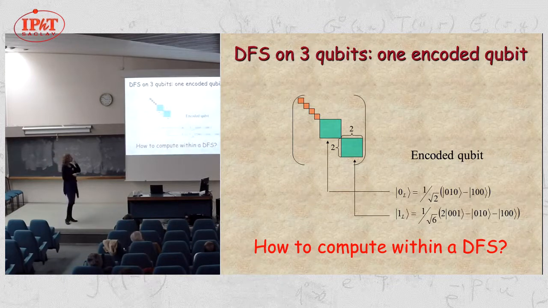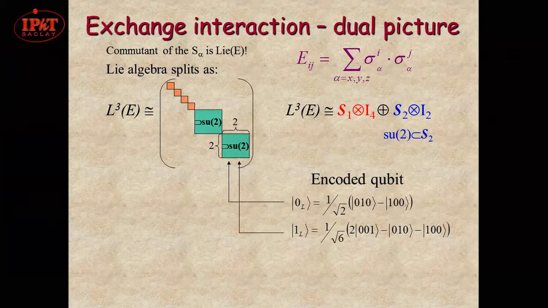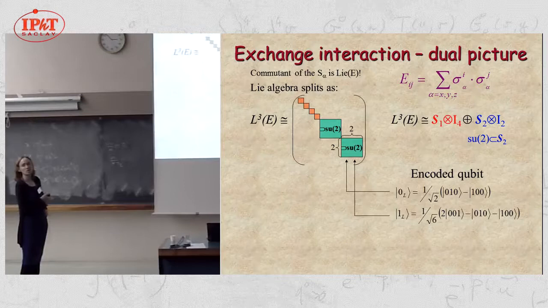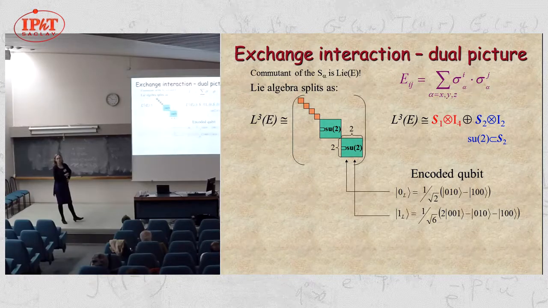The problem remains, how do we compute within such a DFS? Let's assume we choose this as our encoding. It is protected against this error. We want to compute in this space without getting the qubit out of this space. It turns out that in this case, there is an interaction which is actually favored in solid state physics, quantum dots, and so on, which is the exchange interaction, the swap. And this interaction turns out, mathematically speaking, to commute with the error process. So you can apply it without getting your qubit out of that space.